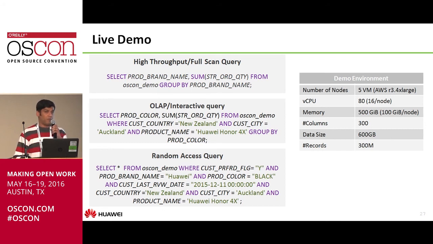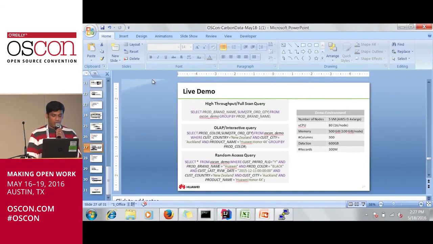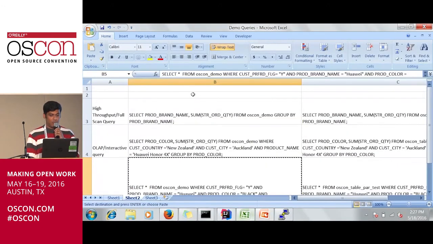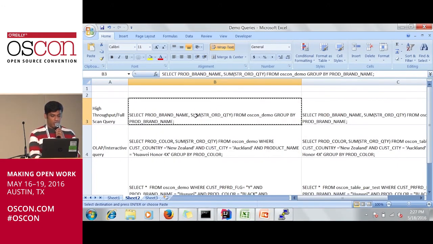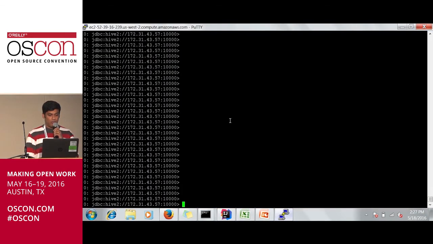First, I'll give you an example of high throughput full scan query, then the OLAP interactive query, and the random access query. So in the high throughput full scan query, as you can see, it's a simple query wherein we select 2 columns, the brand name and the order quantity. And we want to see the number of orders which have come for each of the brand names. So let me run the query on Carbon first. I have the query here. I'll just copy it and paste it here.